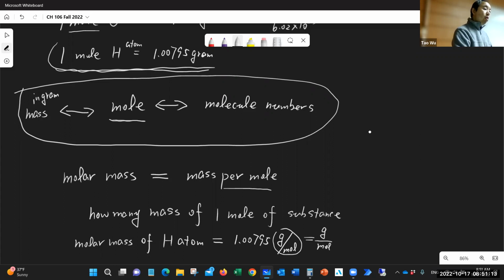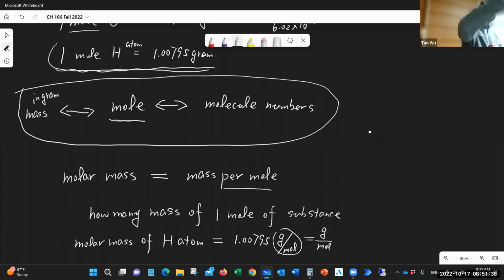Okay, and this unit is called gram per mole, which means 1 mole of the hydrogen atom is 1.00795 gram. So that means gram per mole. And generally, all the numbers shown on the periodic table are what we call the molar mass.